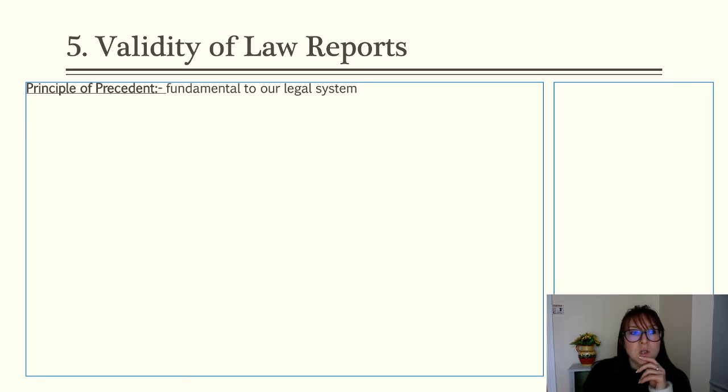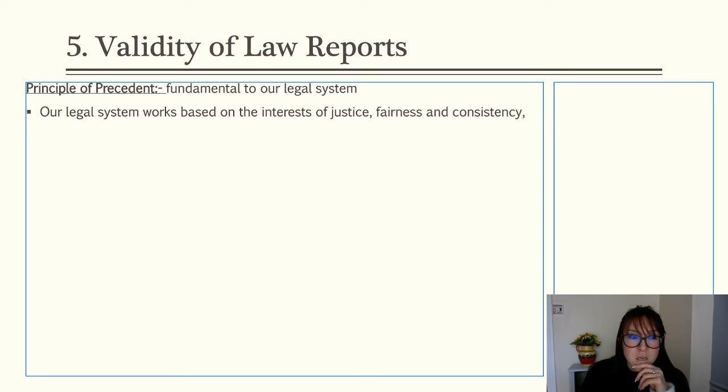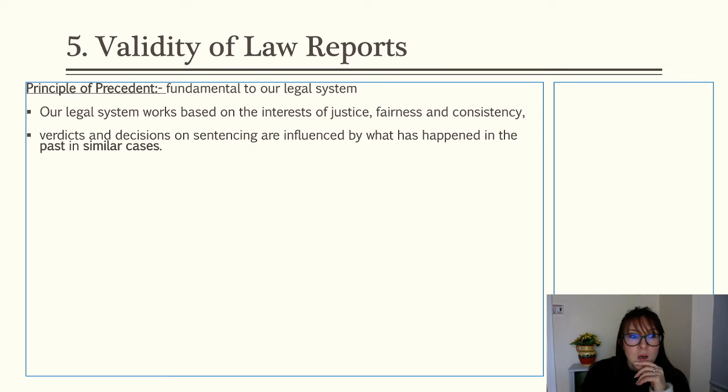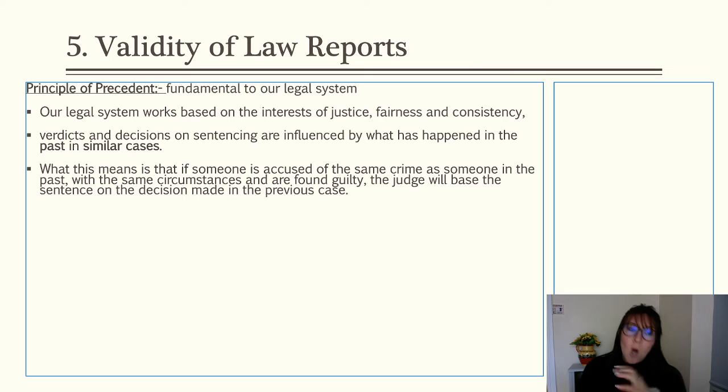Finally, law reports. We have what is called the principle of precedent, which is fundamental to our legal system. Our legal system works based on the interests of justice, fairness and consistency, we hope. Verdicts and decisions on sentences are influenced by what has happened in the past in similar cases. What this means is that if someone is accused of the same crime as someone in the past, in similar circumstances, and they were found guilty, the judge will base the sentence on that decision that was made previously.